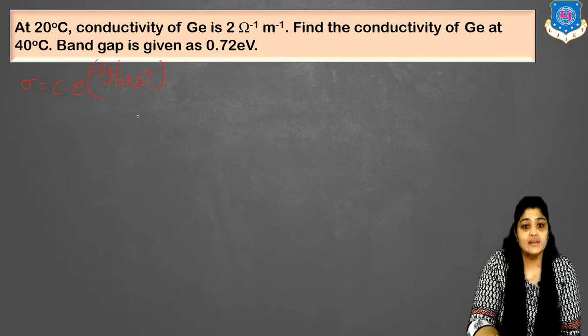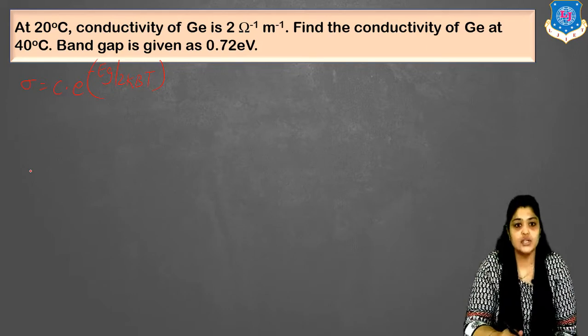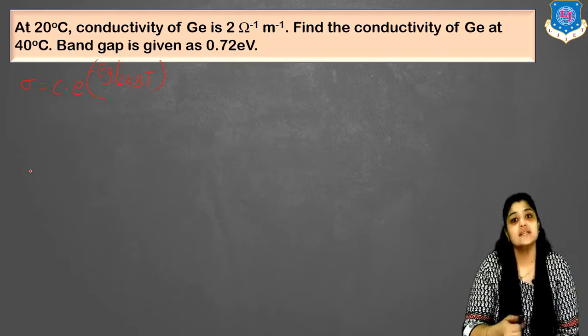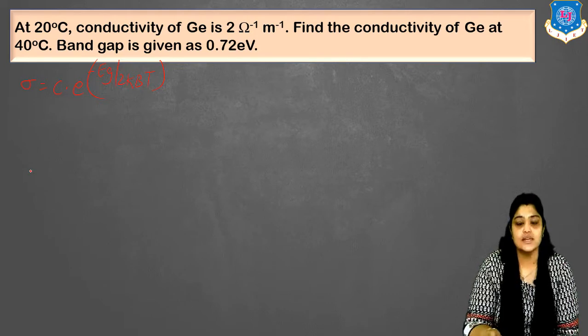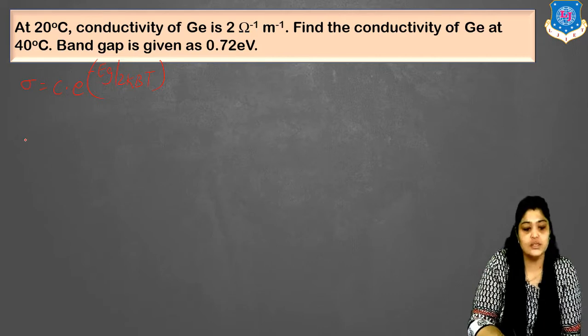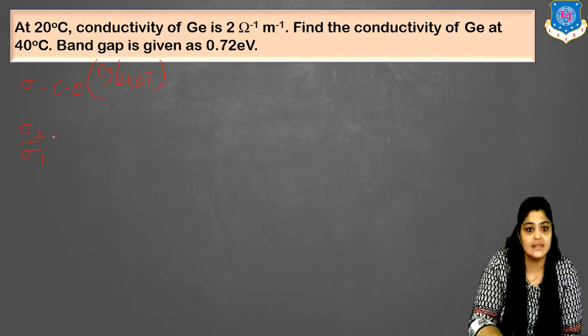Clear? So I can write this equation for two different temperatures. Suppose I say conductivity sigma 1 for temperature T1, and conductivity sigma 2 for temperature T2. Kb will be constant, Eg will be constant, and 2 is a constant. So I directly write the equation: sigma 2 upon sigma 1. C is a constant, it gets cancelled. This will be equal to e raised to minus Eg upon 2 kb, which is a constant.